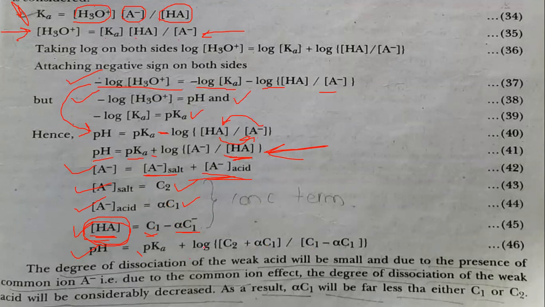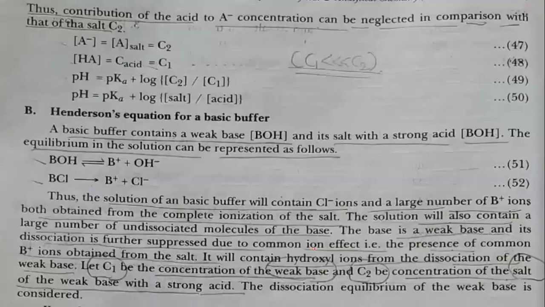Now see what happens here. As we know, alpha C1 is very, very less in number, or less in quantity, so alpha C1 can be eliminated from this. So what will remain over here? The log of C2 upon C1. See in the next equation what happens actually.